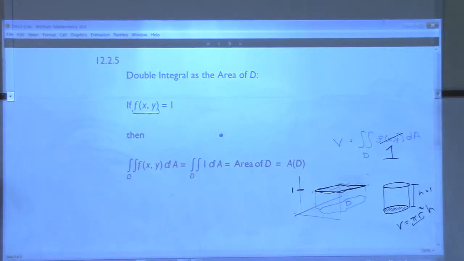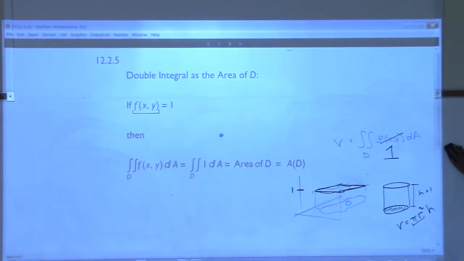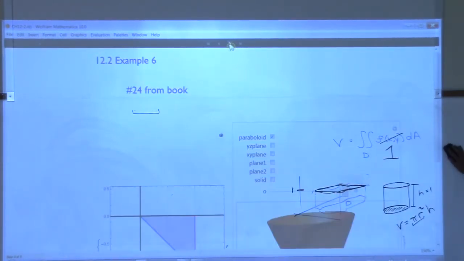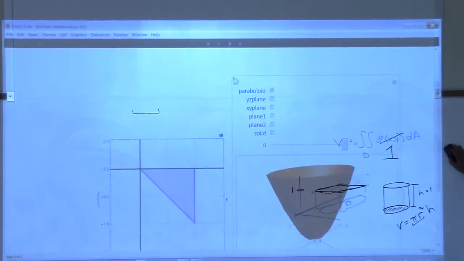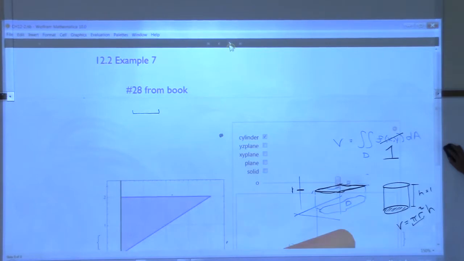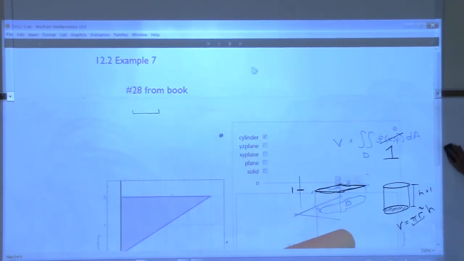Does it make sense or not? You all sure? Okay. All right, we're going to use that. Don't forget it, it's going to become very helpful later. All right, let's see, this one from the book. Yeah, let's do this one. I'm going to have to break open the book for this one.